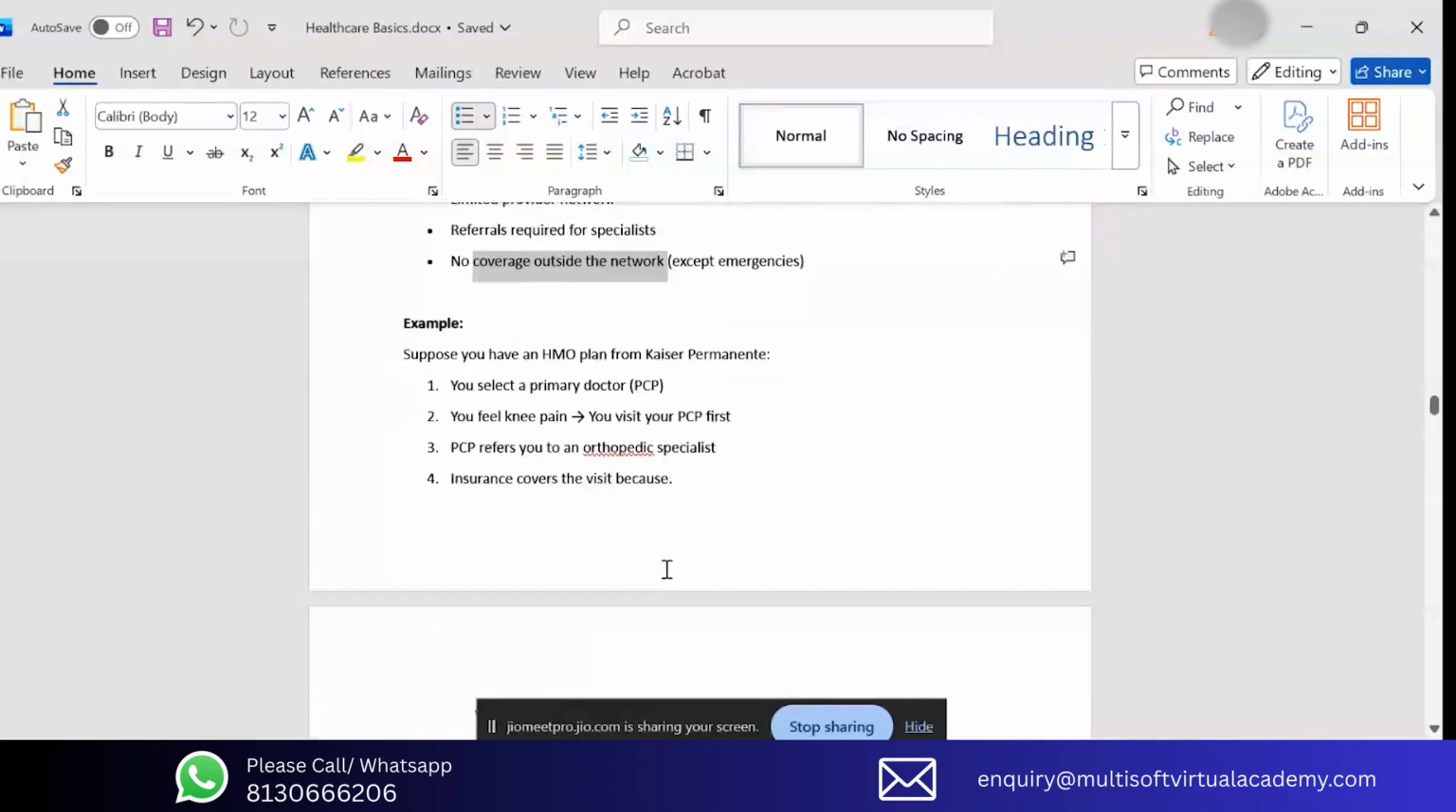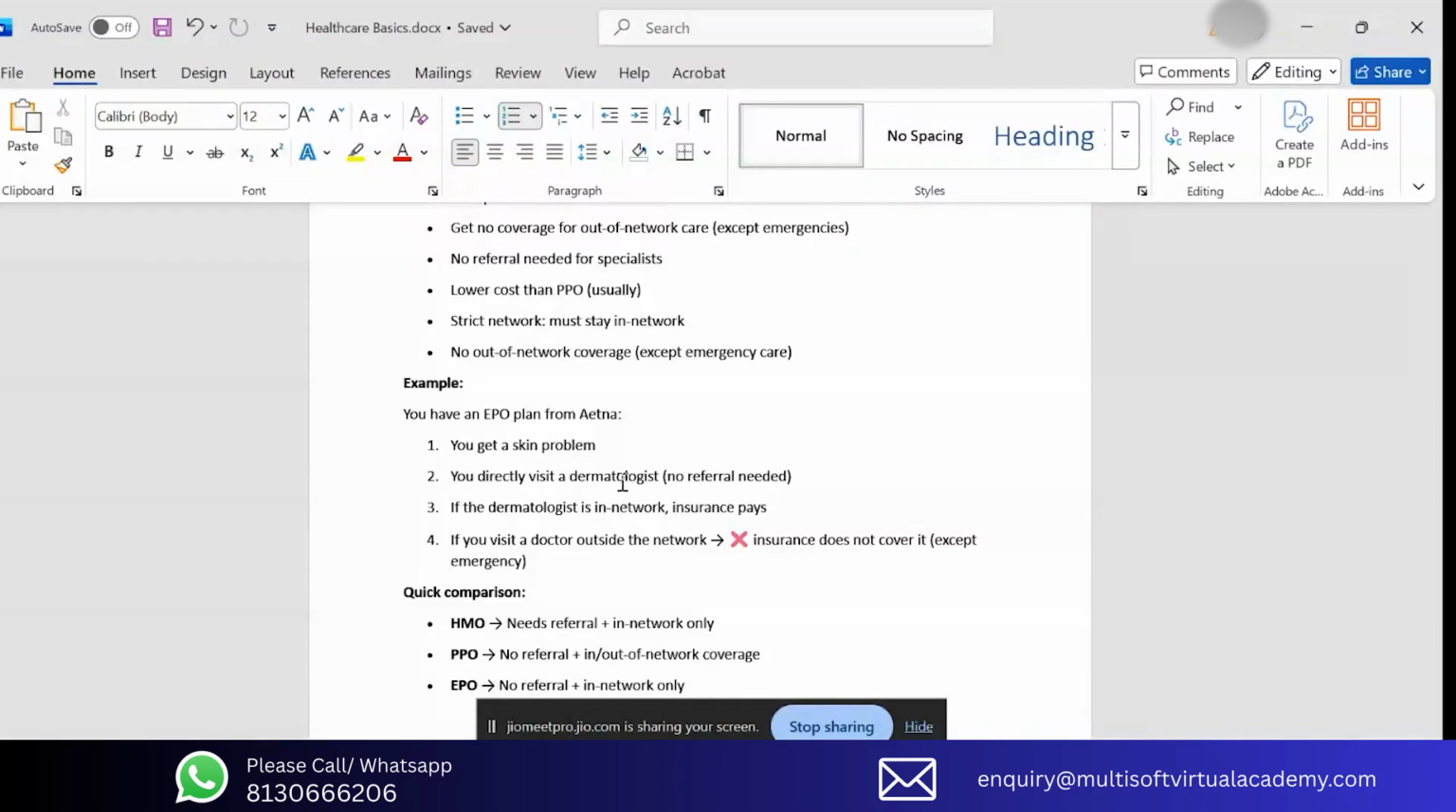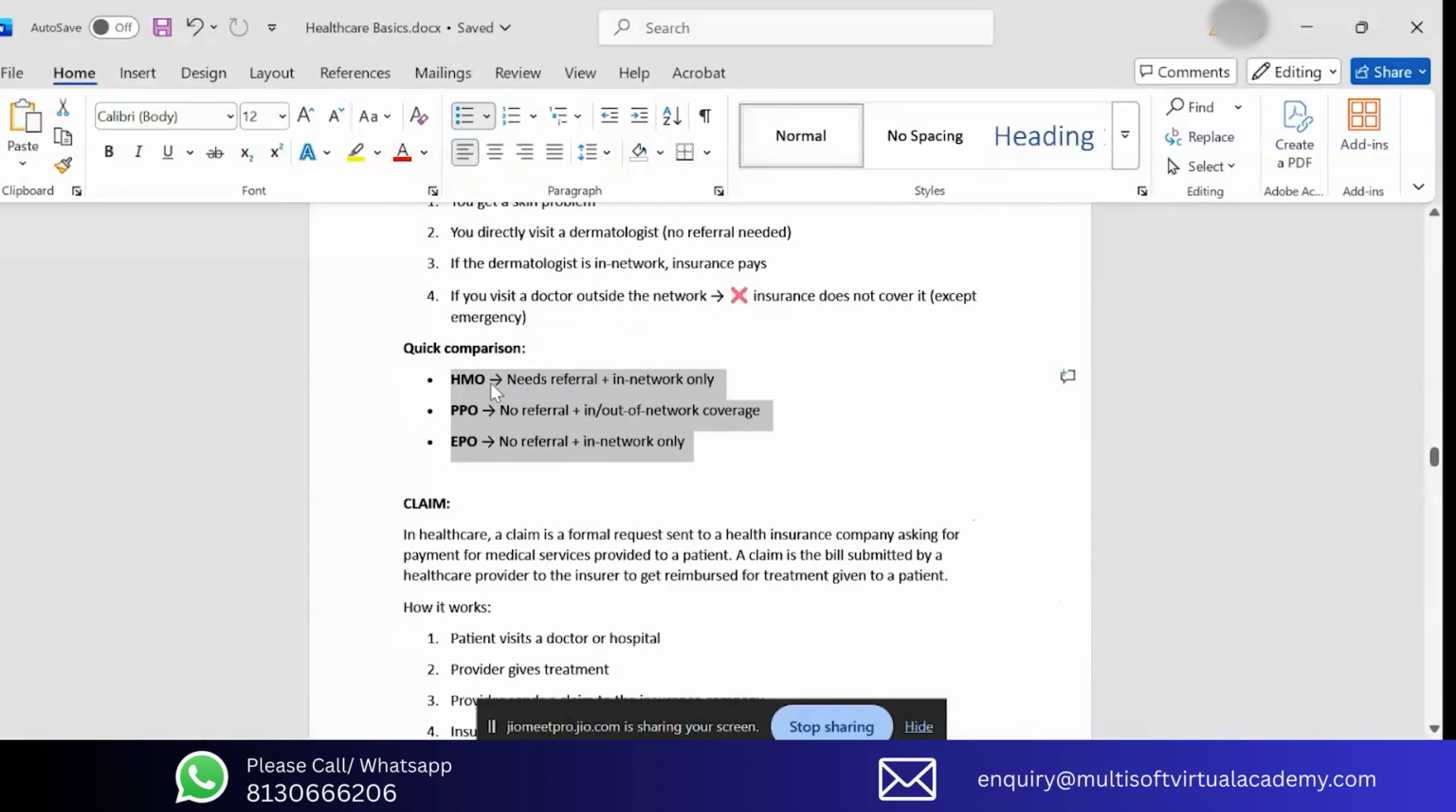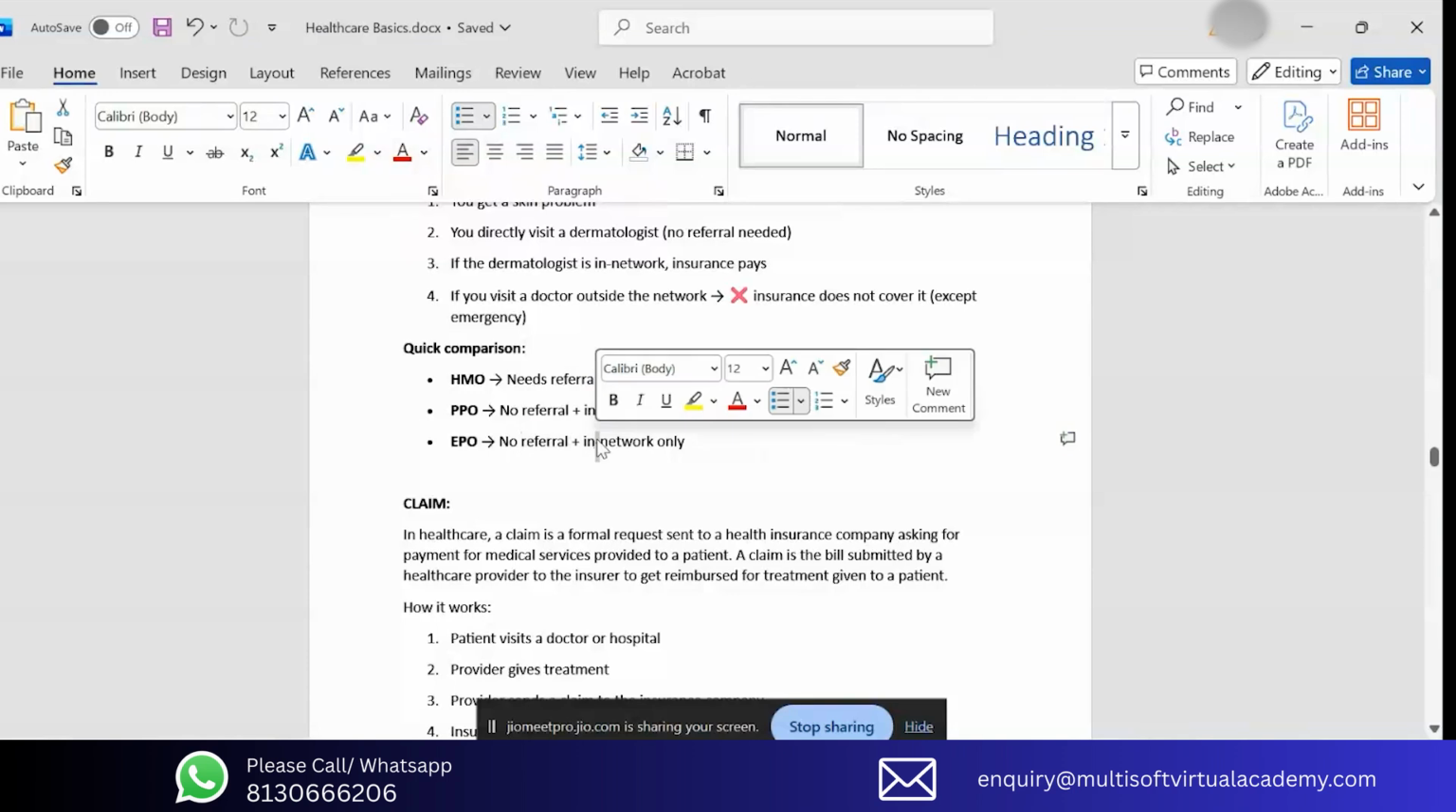As I told you, this can explain it very well. HMO means referral is required, in-network only. PPO, no referral is required, either for in-network and some out-of-network, some amount of out-of-network coverage. EPO, no referral required, but strictly only in-network, if there is a necessity.